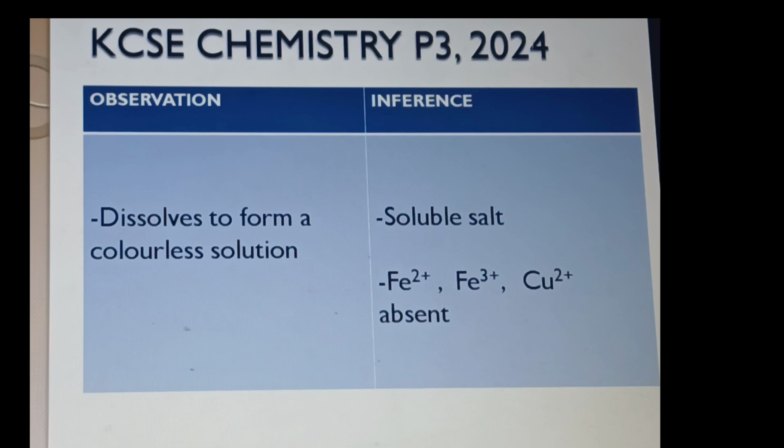And another inference should be Fe²⁺, Fe³⁺ and Cu²⁺ ions absent, because those ions are colored and our solution was colorless. Fe²⁺ is green in water, Fe³⁺ is yellow in water, then Cu²⁺ is blue. So we did not see that, so they are absent.